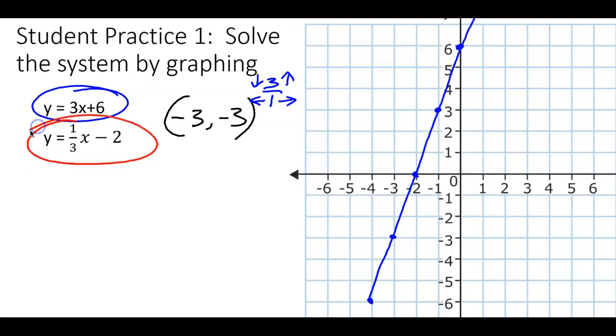So let's do this one. Negative 2 is my y-intercept. My slope is up 1 over 3. So up 1 over 3, up 1 over 3. And we can go backwards, down 1 over 3. And there's the cross. And as Edwin said, that point is negative 3, negative 3. Okay? So that's solving systems of equations by graphing.